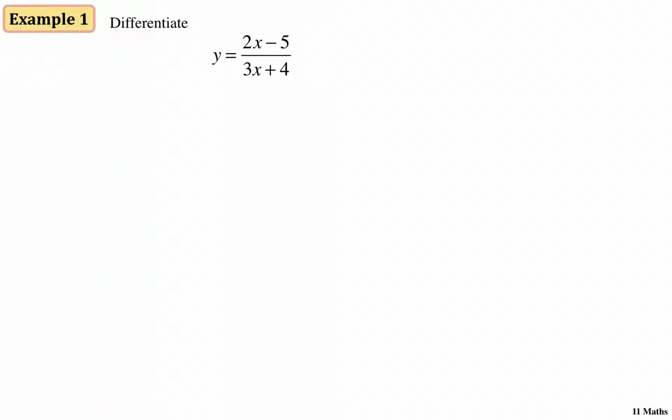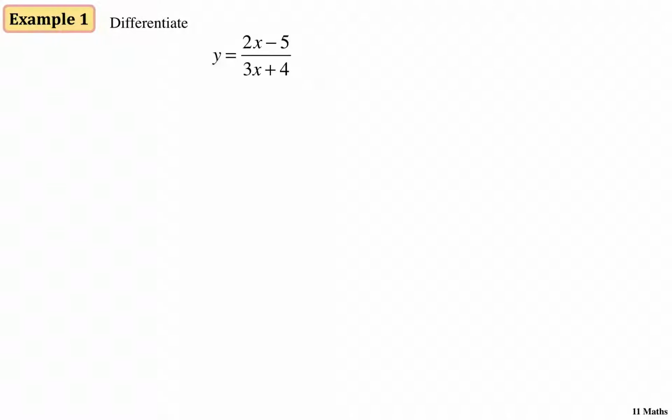Right, let's try the first example. Differentiate y equals 2x take 5 over 3x plus 4. We can't differentiate that using normal techniques because there is an x in the bottom of the fraction, and that makes it messy. Now we could actually move that whole denominator, put it in a bracket to the power of 1, move it up to the top, put it to the power of minus 1, and we could use the product rule. But the quotient rule is going to be easier in this case.